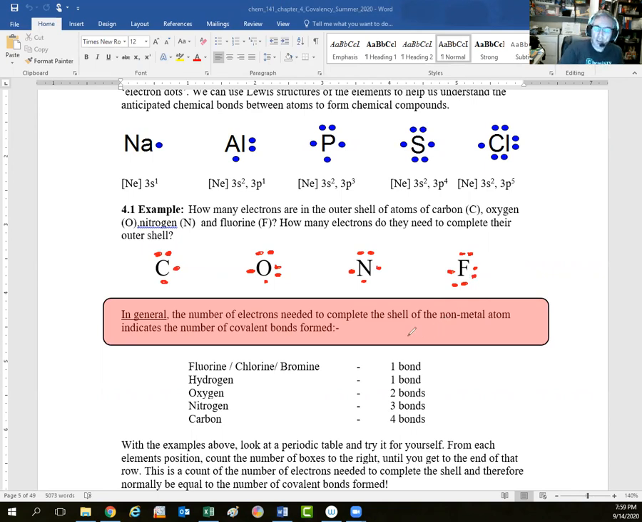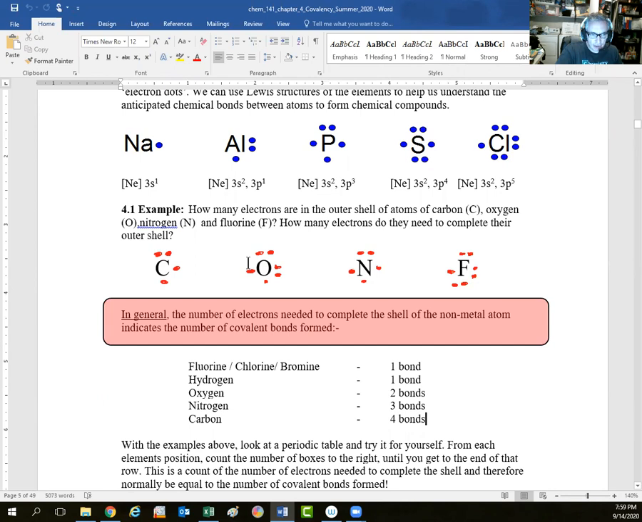So drawing those Lewis dot structures using a count of boxes in the appropriate row of the table not only tells us how many electrons the element has, but it also tells us about how many electrons the element needs to fill its shell. Carbon has 4 electrons but needs another 4, hence we expect 4 chemical bonds to be formed. For every electron it needs, it normally implies a chemical bond.